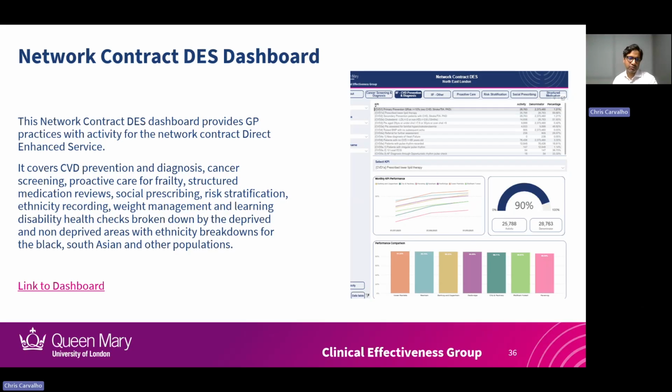There's a link to the dashboard. I think that is the most up-to-date link. I will see if I can come back to it, but I'm just conscious of time. So I'm going to plow on.